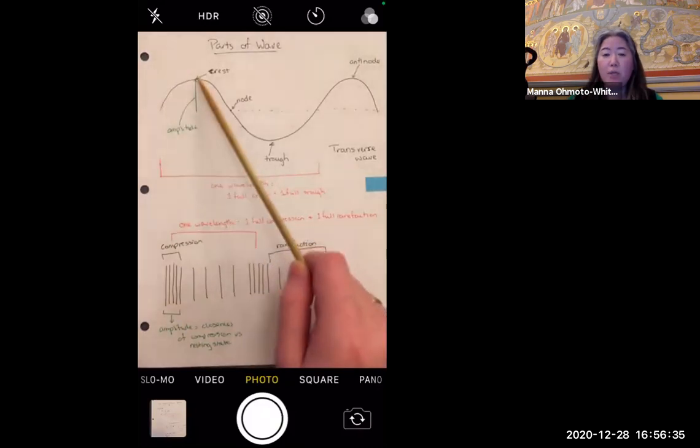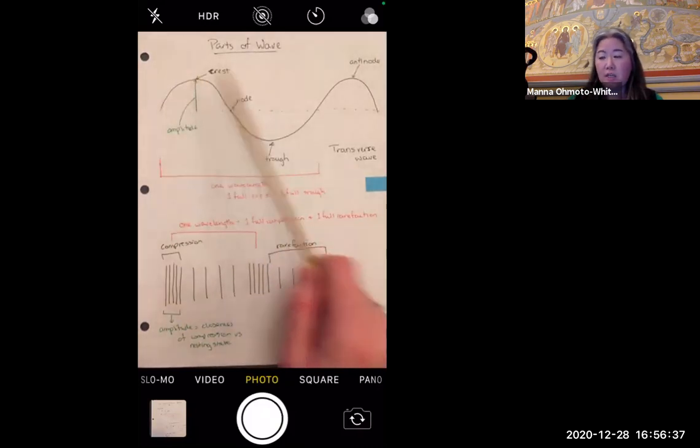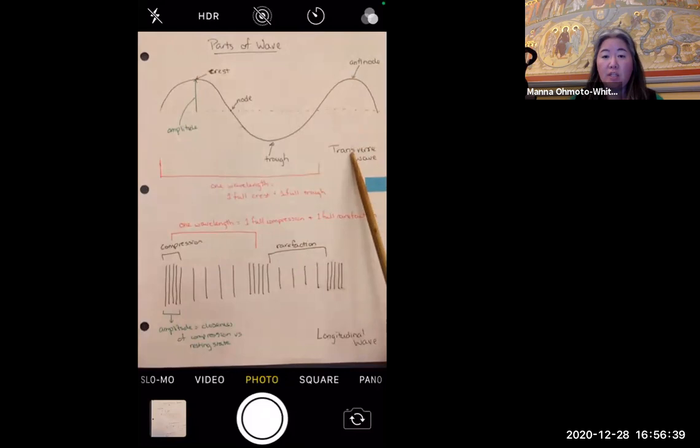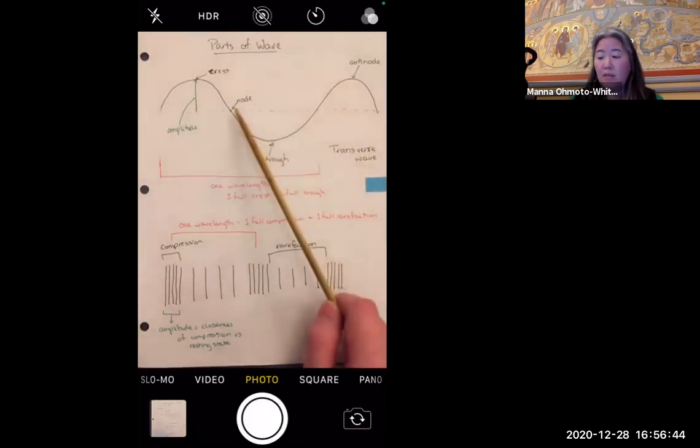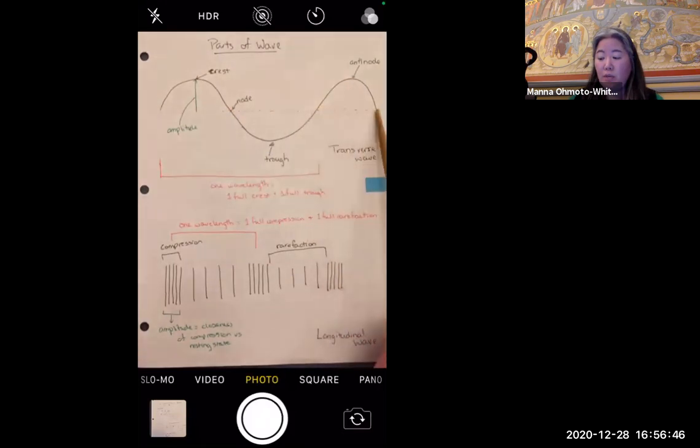You have the highest point, which is called the crest. It's also called an antinode. That's the part that moves up and down the most. You have the node, which are the parts of the wave that never move. So think of them as the handles in a jump rope. Technically, those parts don't really move. It's the jump rope that's moving up and down like this. And the part where the people are holding it doesn't really move. Those are the nodes. And then you have the trough.